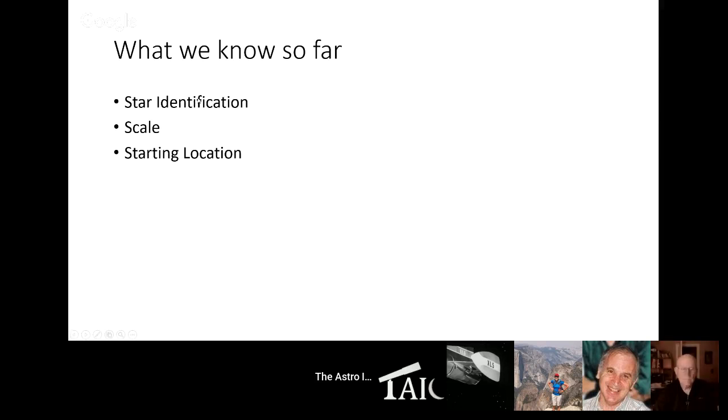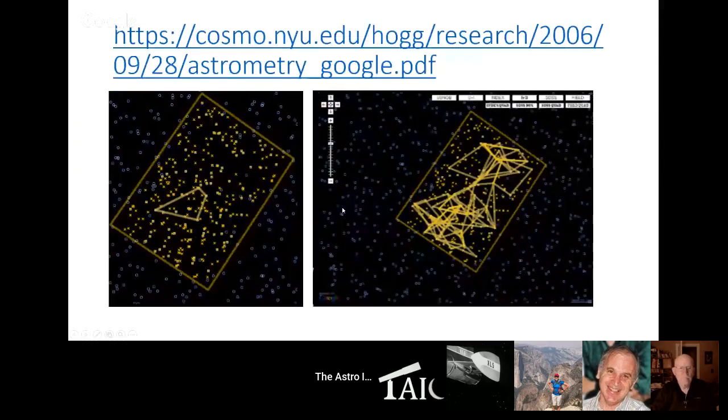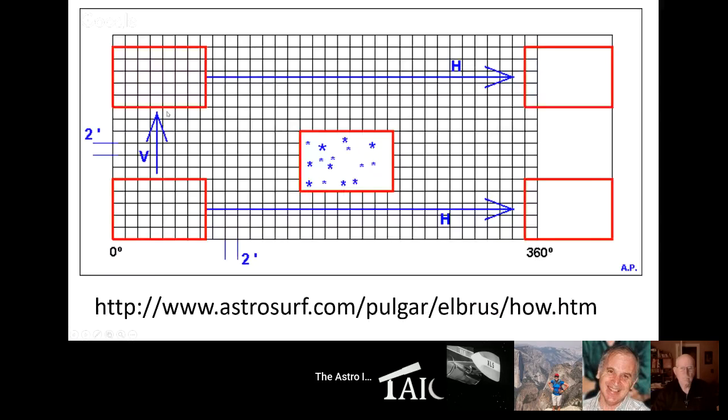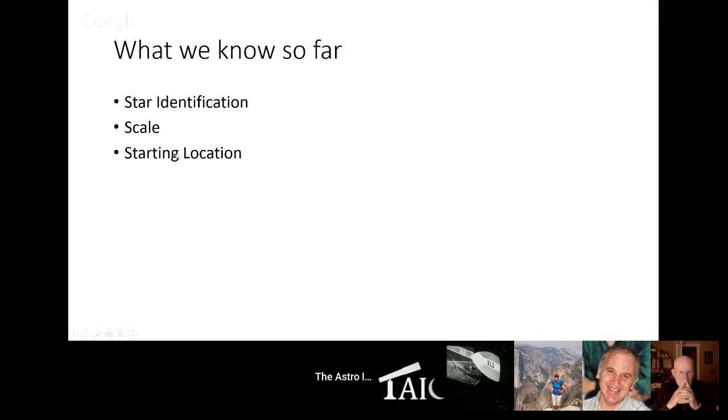So there are three things that are essential if you want your plate solver to work. You're going to have to be able to identify the stars. You've got to know which are stars and which aren't stars. You're going to want to know the scale: how big are these squares supposed to be when you're looking at it? And if you're going to start looking for something, you kind of want to know where to start looking. That's part of your hint information.